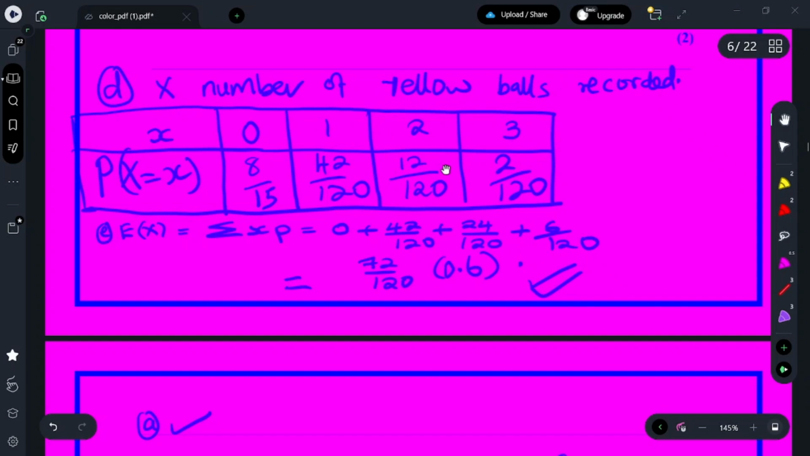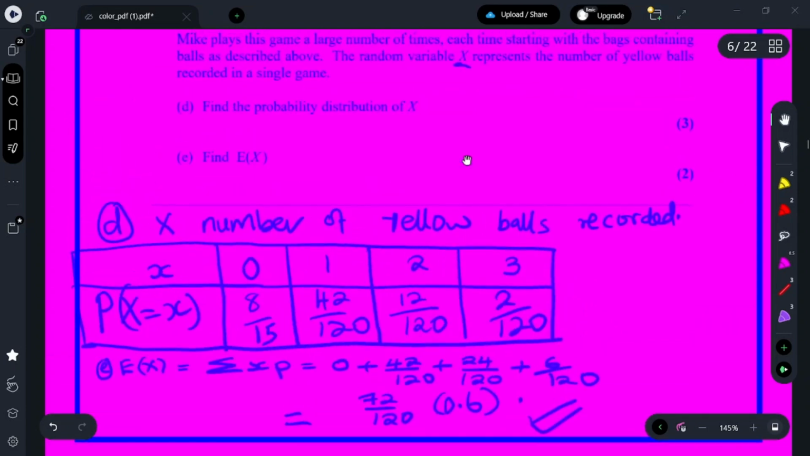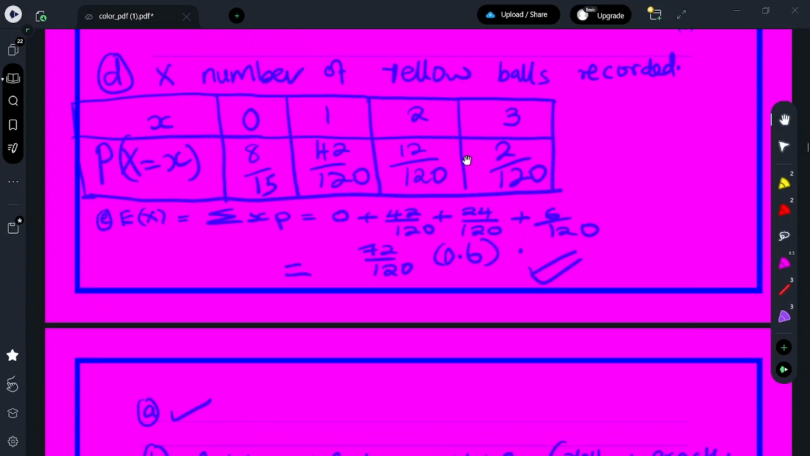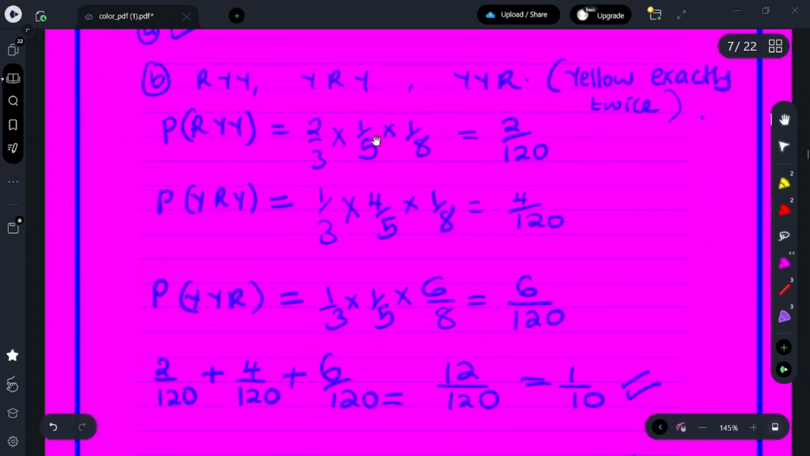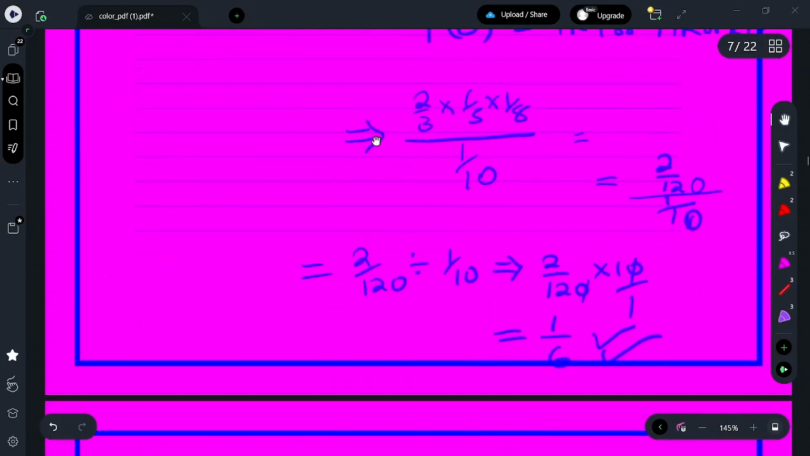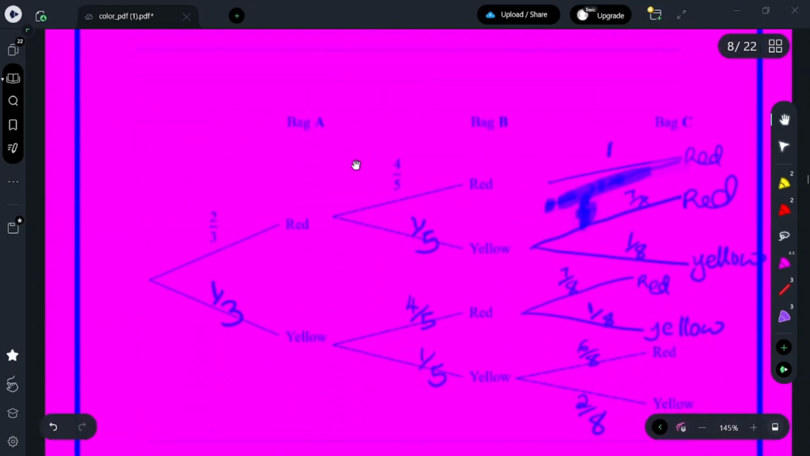So we have the probabilities from our tree diagram. From the tree diagram, we can confirm the probabilities here. Red, red, red, and red, yellow, and red, that is one yellow. Red, yellow, yellow, that gives us two yellows.